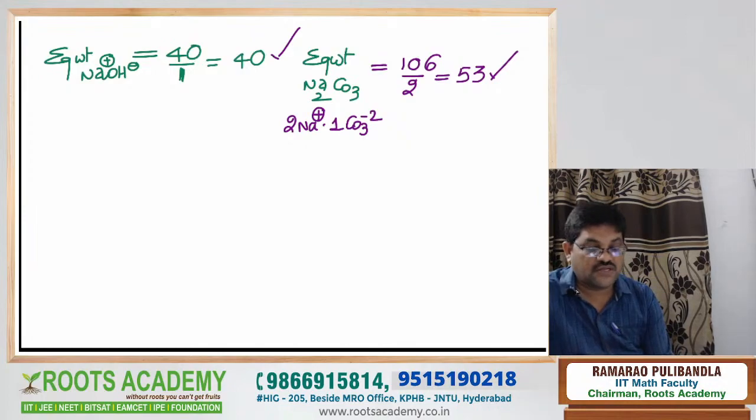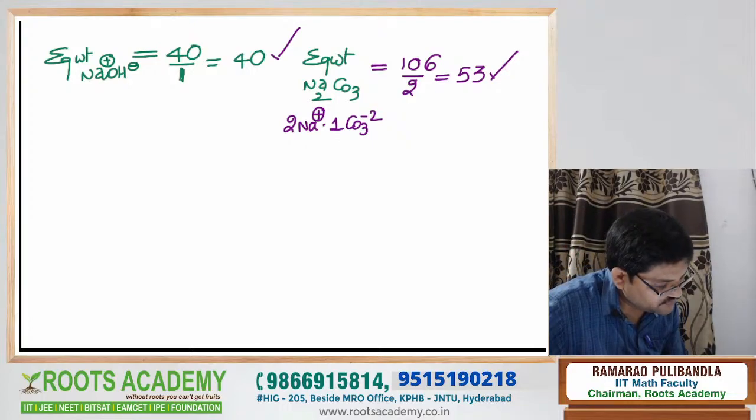Na2CO3 equivalent weight is what? 106 by 2, because the charge of the cation is plus 2 or minus 2. So 106 by 2 is 53. Understood? And see the next question.